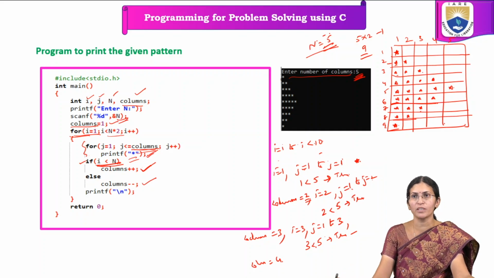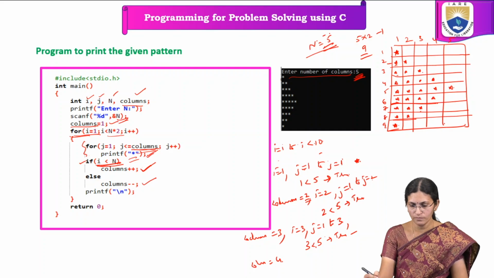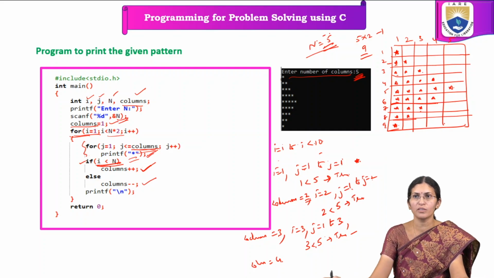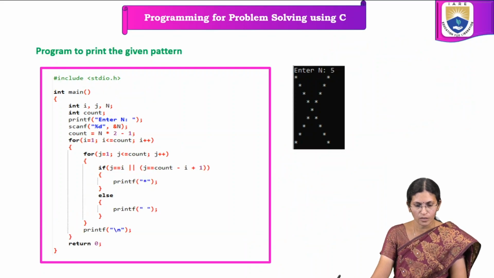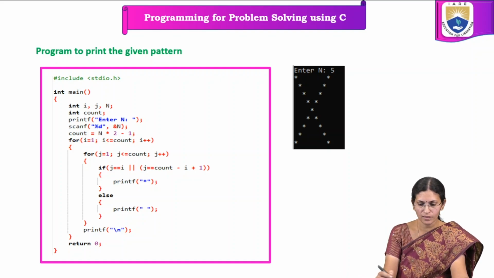Suppose the value entered by the user is 5. So this is the pattern we are going to get. Now the next program is to print another pattern. Now this is another pattern. It is in the form of X. You can see here. Now let us see how we can write the program for this.